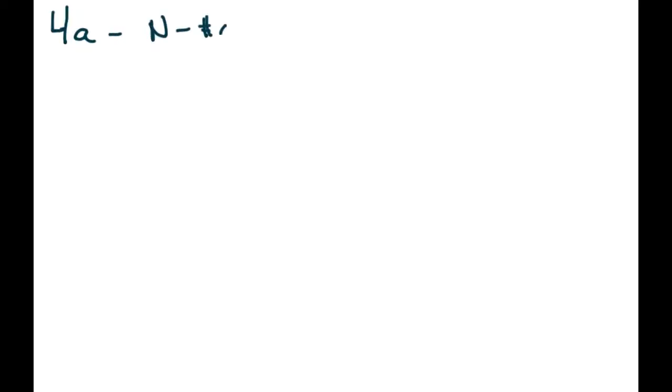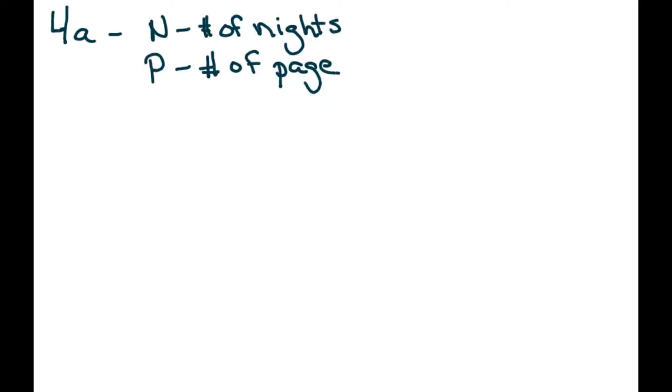That's number of nights. I'm going to write that. And P stands for the total number of pages that she's read. And it tells us she reads about 27 pages every single night. So we wonder which one is the independent variable and which one is the dependent. And that's where it's tricky.